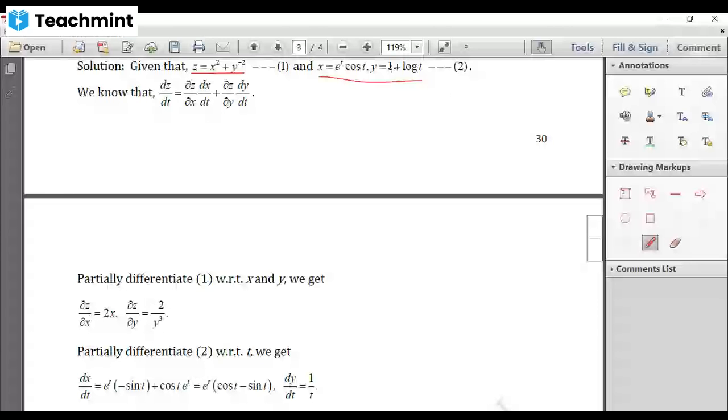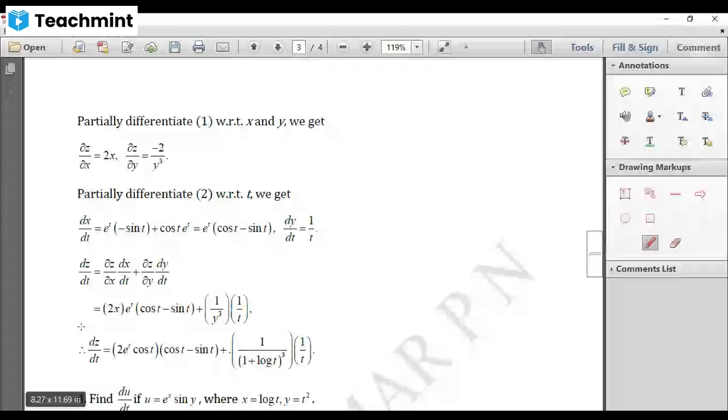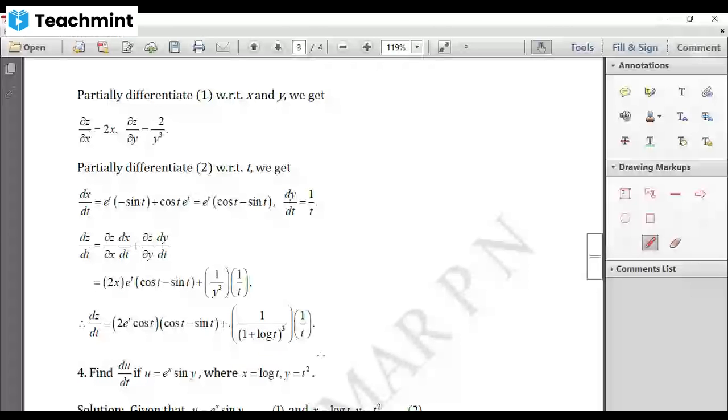Substitute all of this in this equation. You'll get this much. Now remember, you are differentiating with respect to t, so your answer must be dependent on t. Therefore, substitute what is your x. Your x is e to the power of t into cos t. What is your y? Your y is 1 plus log t. Substitute and simplify. This gives you the answer for dz by dt.